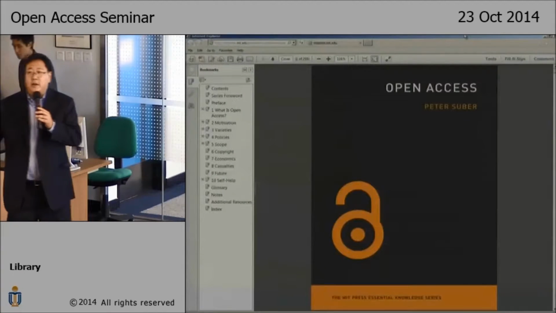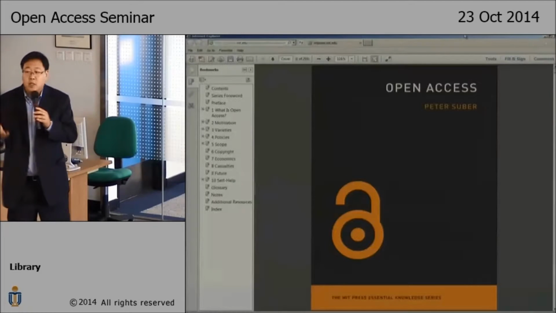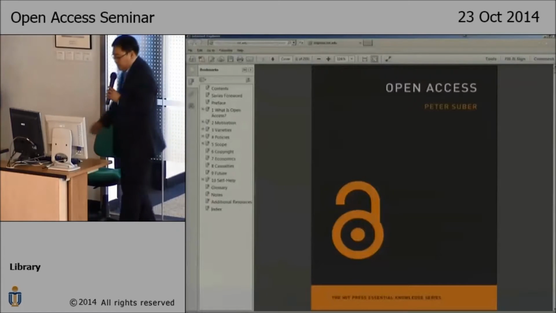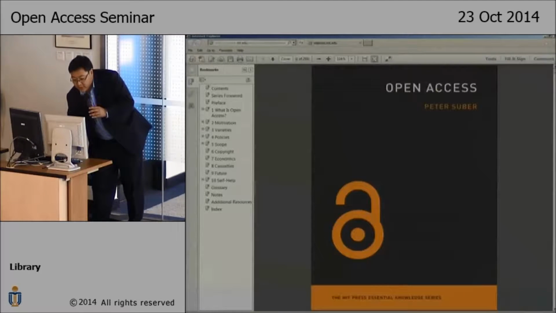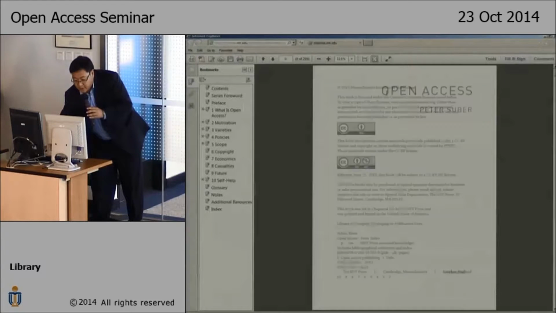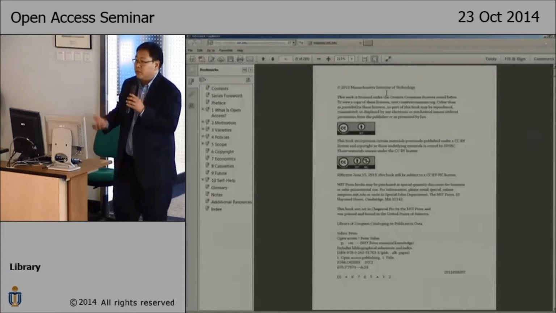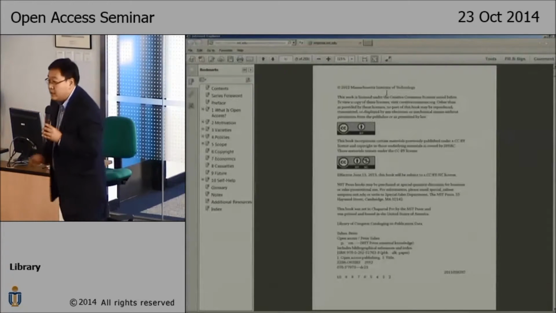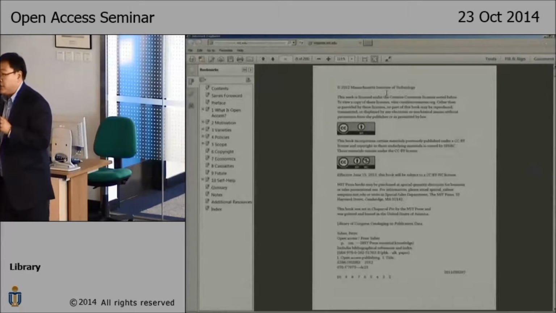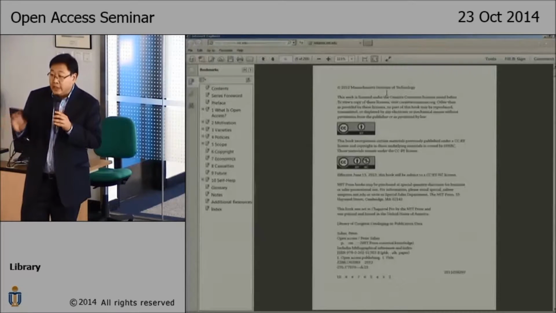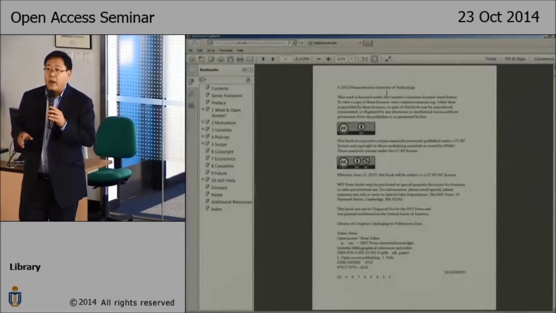So all you ever need to know, just to give you a primer, is in this book, which is published by MIT Press, Essential Knowledge Series. And what I would like to do, if I can, is move to this page, because this is what CC is about. It's all about copyright. Now, copyright is one aspect of intellectual property. Patents is probably what you've heard about. Leo also touched on data, which is kind of where things are going.